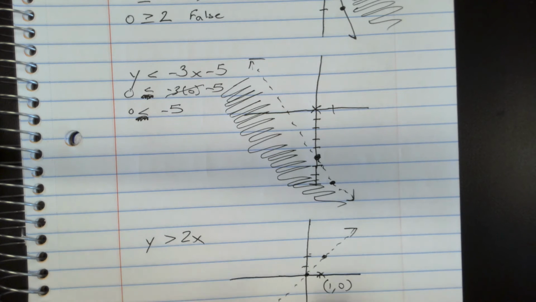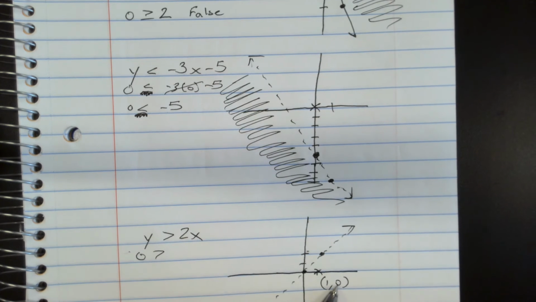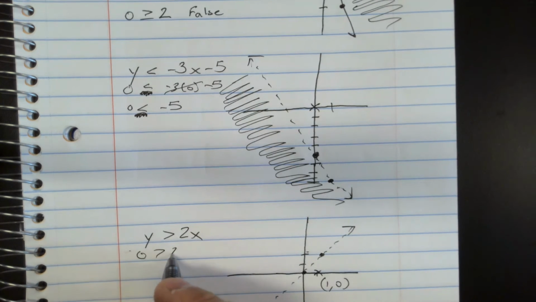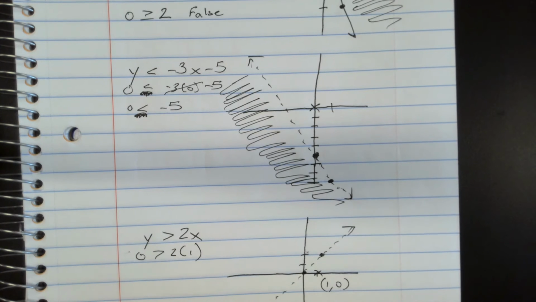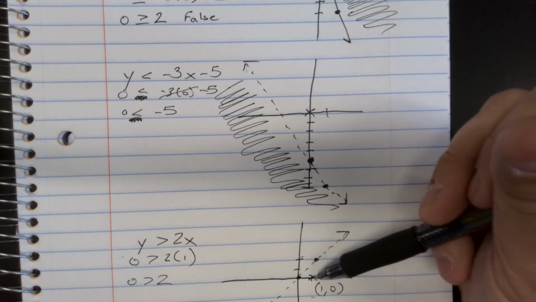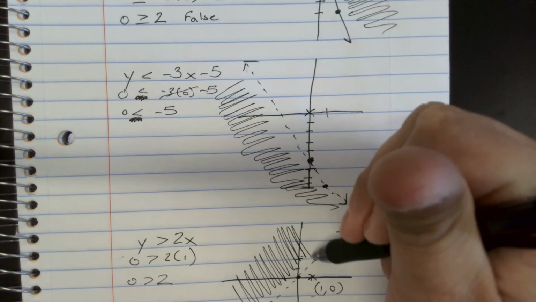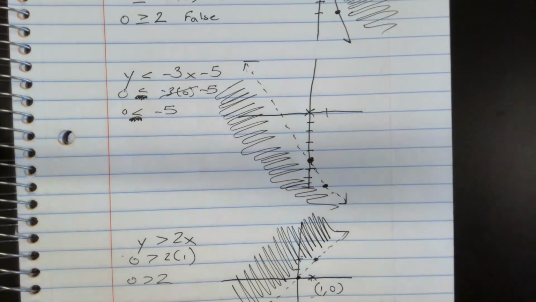So the way you're going to plug it in is you're going to go 0, because 0 is our y, is greater than 2 times 1. Now, is that true? Is 0 greater than 2? No. So now look. We tested a point on this side, so it's false. So we're going to shade up here. Does that make sense? You shade the side that you're not testing.